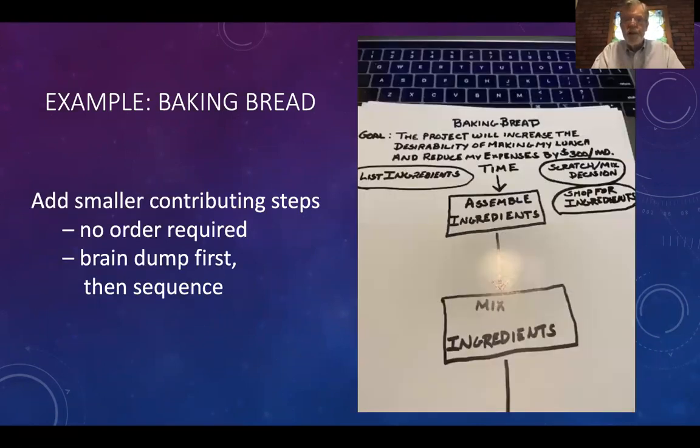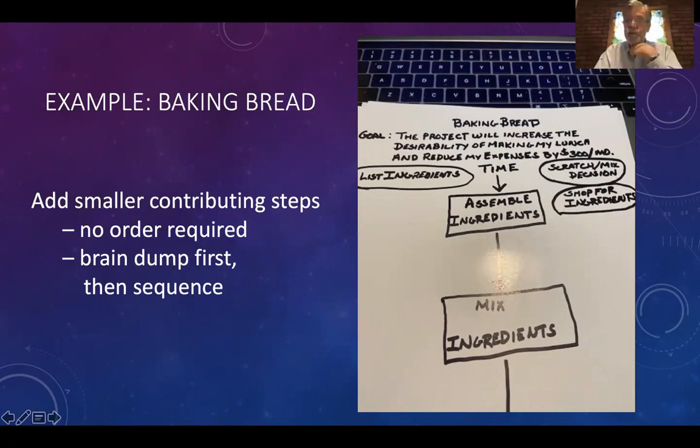Now I start figuring out what my smaller contributing steps are. So let's see, if I'm going to do this, there's a few things I have to do. One of them is I have to make a decision about whether I'm going to make this bread from scratch or buy a mix. And what else do I have to do? Well, I just kind of brainstorm. I'm just core dumping what I think has to be done.